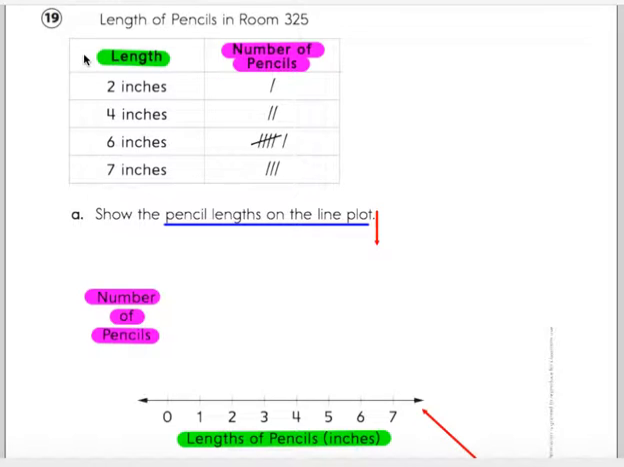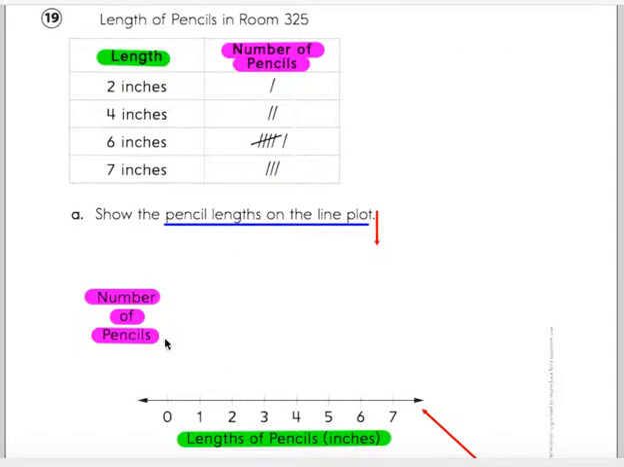Okay, number 19, we have a graph right here. This is length of pencils in room 325. So right here is the length, 2 inches, 4 inches, 6 inches, 7 inches. Number of pencils. Well, one person has a 2-inch pencil, 2 people have 4-inch pencils, 6 people have 6-inch pencils, and 3 people have 7-inch pencils.